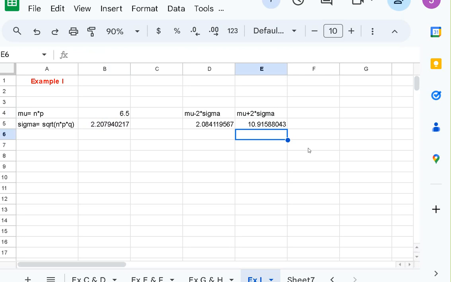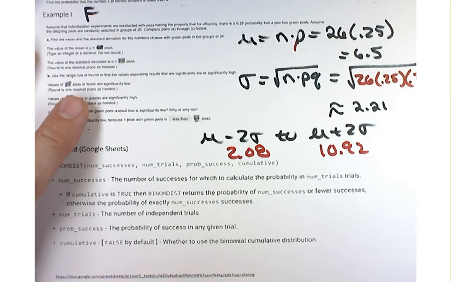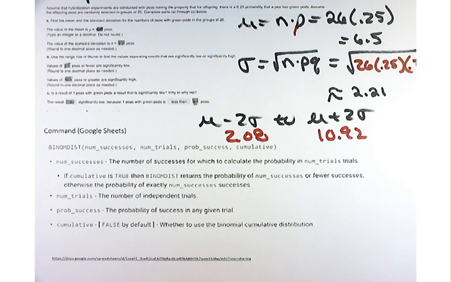So the exact numbers we get are 2.08 to 10.91, that is, mu minus 2 sigma to mu plus 2 sigma. We'll call it 2.08 to 10.92. For purposes of this experiment, though, what number of p's begins to separate the significantly low and the significantly high?